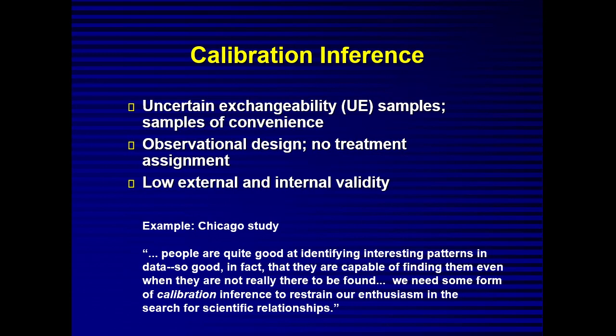Here's the quote from Draper. People are quite good at identifying interesting patterns in data. So good, in fact, that they're capable of finding them even when they are not really there to be found. We need some form of calibration inference to restrain our enthusiasm in the search for scientific relationships. And this is true. When we look at a set of data, it's real easy for us to detect patterns that are just happening due to chance, even when we don't have random sampling and even when we don't have random assignment. We can detect these patterns.